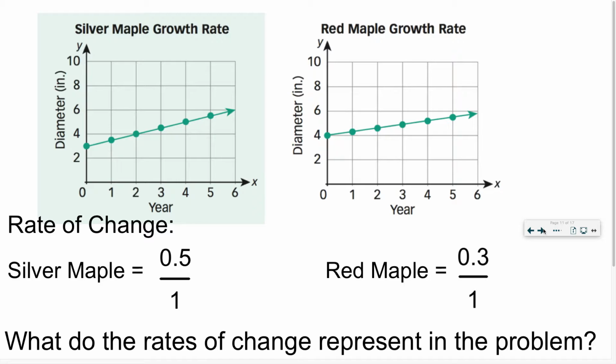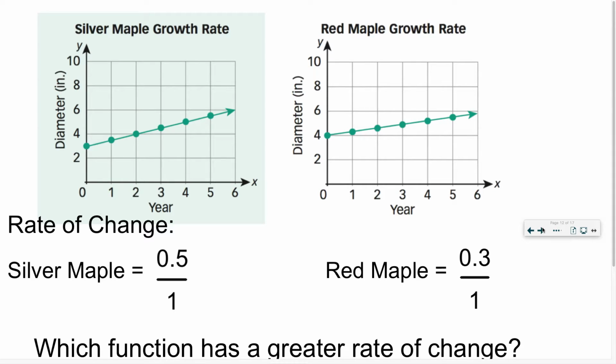And how about the red maple? Every year what's happening? Our tree's getting bigger, but how much bigger? 0.3 inches. So which one has the greater rate of change? Which function has a greater rate of change? Why the silver maple? Because it's growing more than the red. Yeah, it's growing more than the red maple.